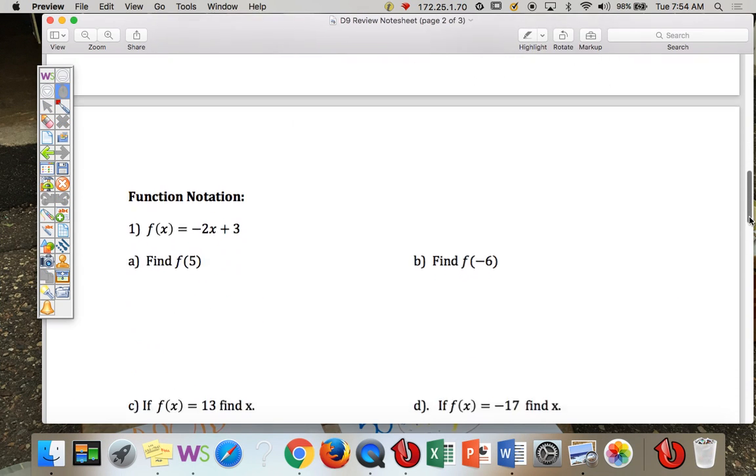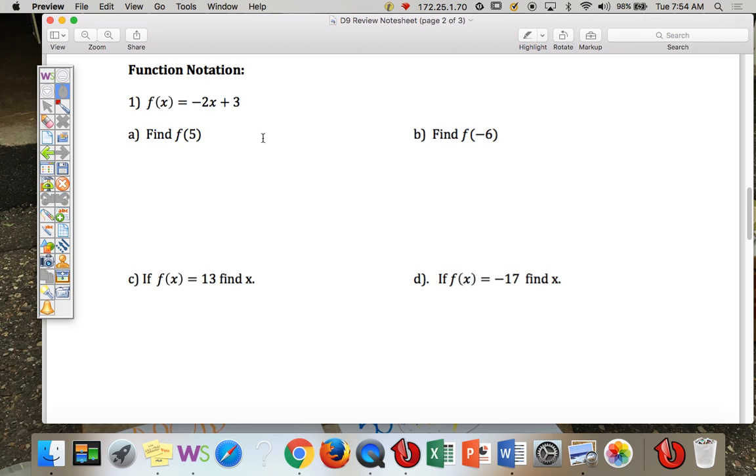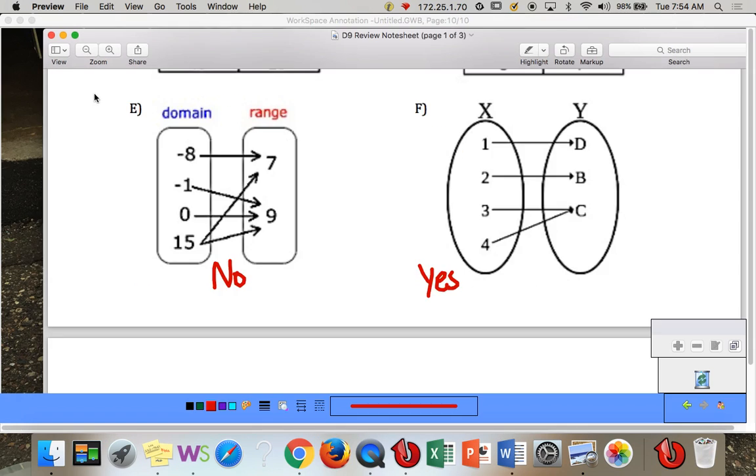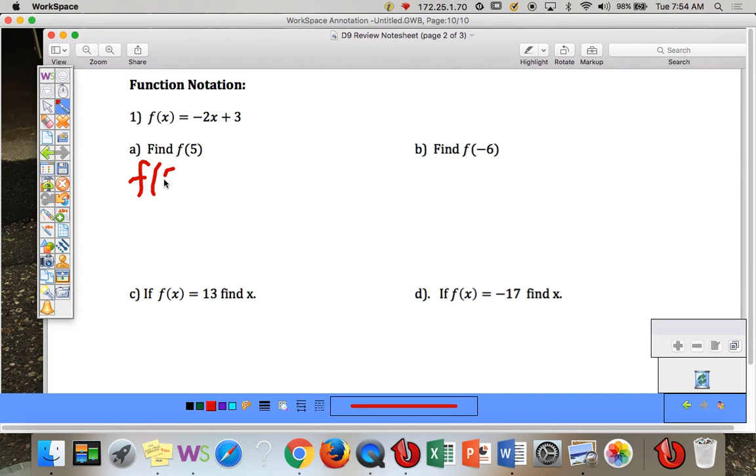Okay, function notation, how to solve. The first two problems you're going to plug in. F of 5 means plug in a 5 and solve. So when x is 5, what's the answer? So we have negative 2 times 5 plus 3. F of 5 equals negative 10 plus 3, which is negative 7. So here's the input 5, the output negative 7.